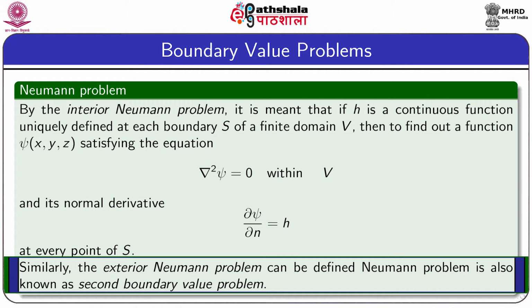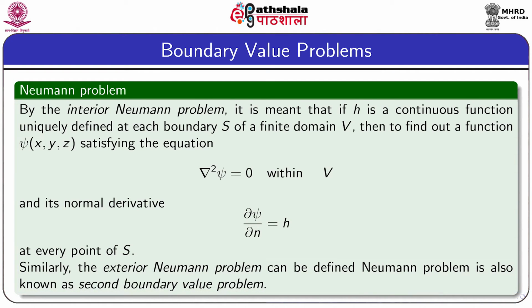Similarly, we can define exterior Neumann problem. For exterior Neumann problem, psi will satisfy the equation grad square psi equals to 0 outside some region capital V, and on the boundary of capital V, the normal derivative of psi, that means del psi del n, is equals to some known function capital H. So, any kind of Neumann problem, it may be an interior problem or exterior problem, is called a second boundary value problem.